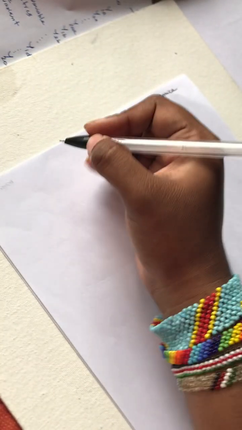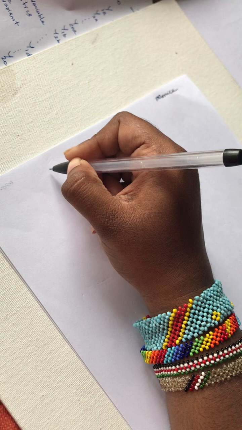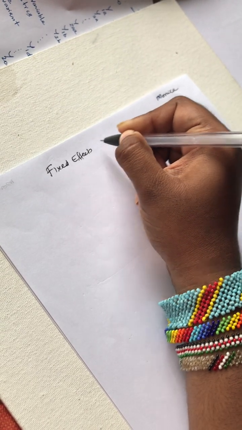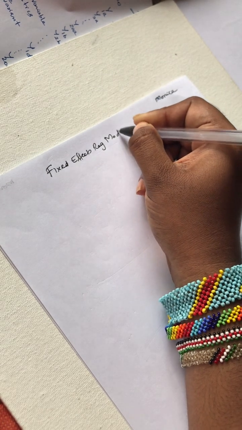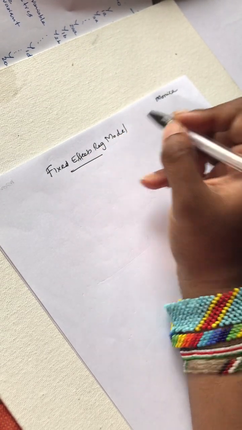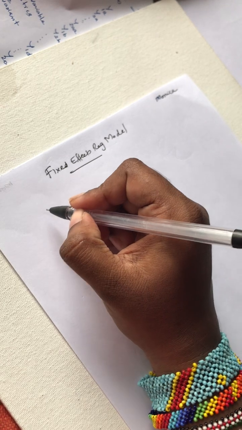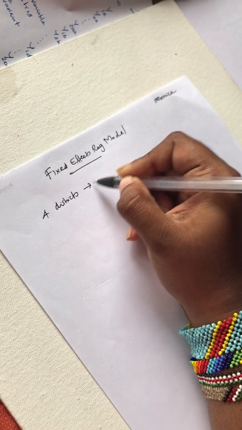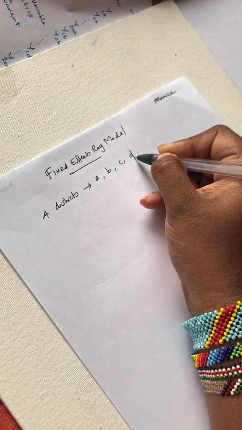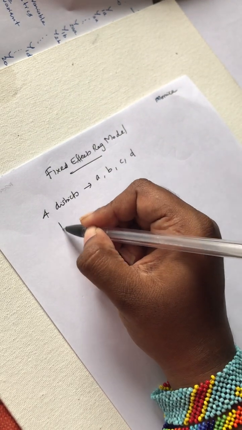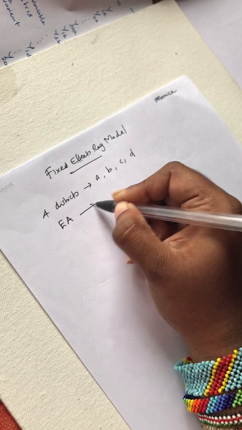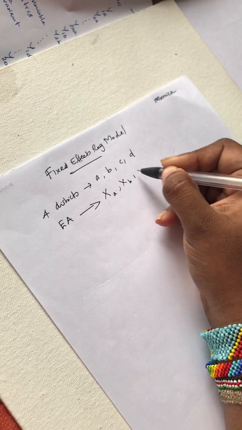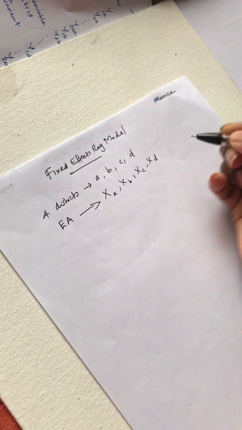So we begin by describing a fixed effects regression model. To understand the fixed effects regression model, assume that we have 4 districts, say A, B, C, and D. And we collect the economic activity levels in these 4 districts that are XA, XB, XC, and XD.